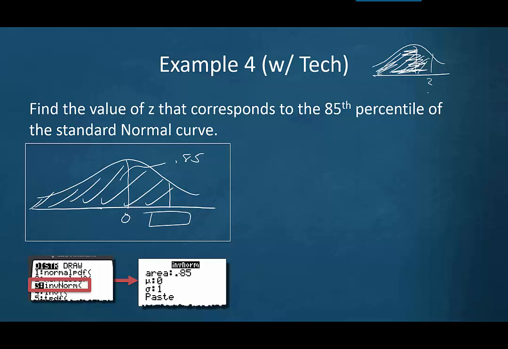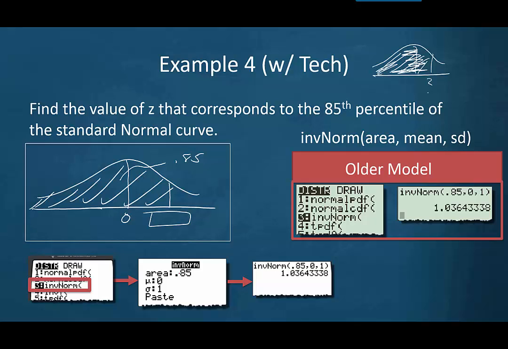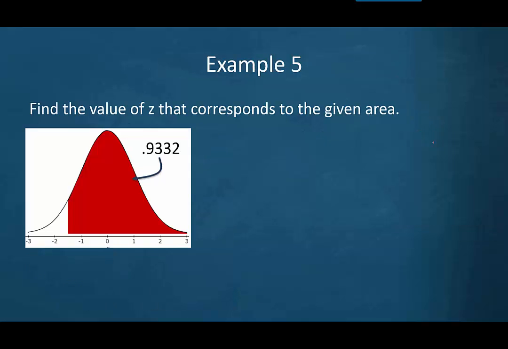And then put in the mean, put in the standard deviation, select paste, and you'll get 1.04, the same thing we obtained by using the table. Using the older model, you do the same thing. You go to inverse norm, but you have to know that syntax. And again, the syntax is area, mean, standard deviation. Let's look at one more example.